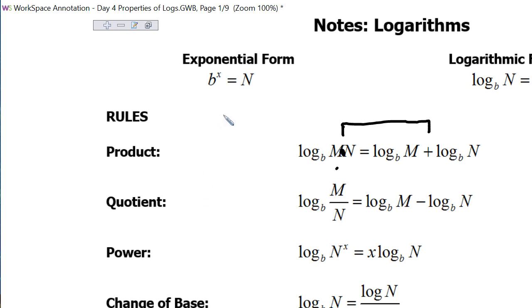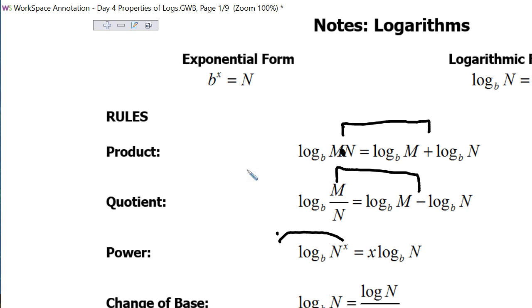And then the quotient property. If you have division, what operation do you switch it to? Subtraction. And then the power property, what the power property does, it just takes the exponent and pulls it out in front as a coefficient. So the x for the exponent is put right here for the coefficient.